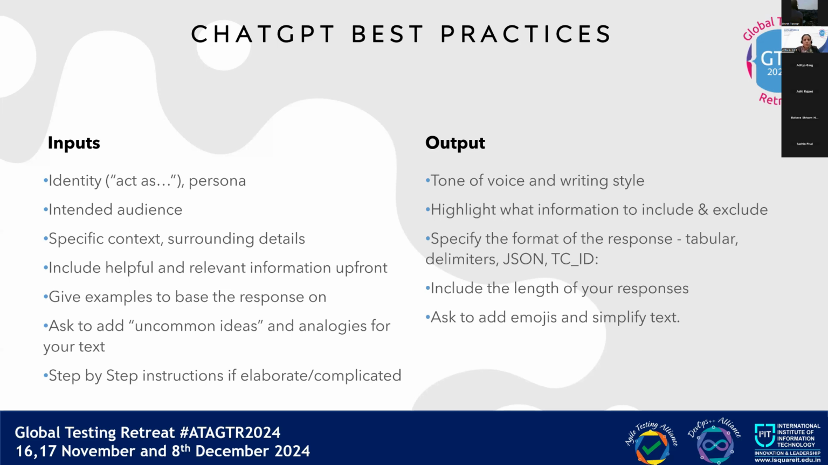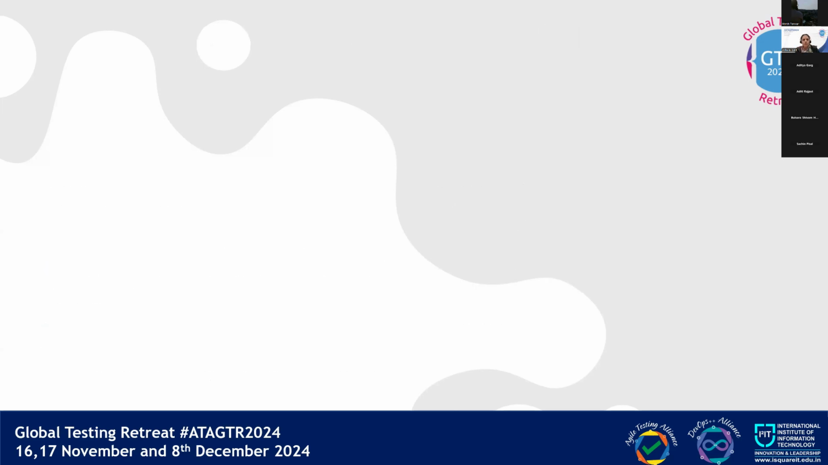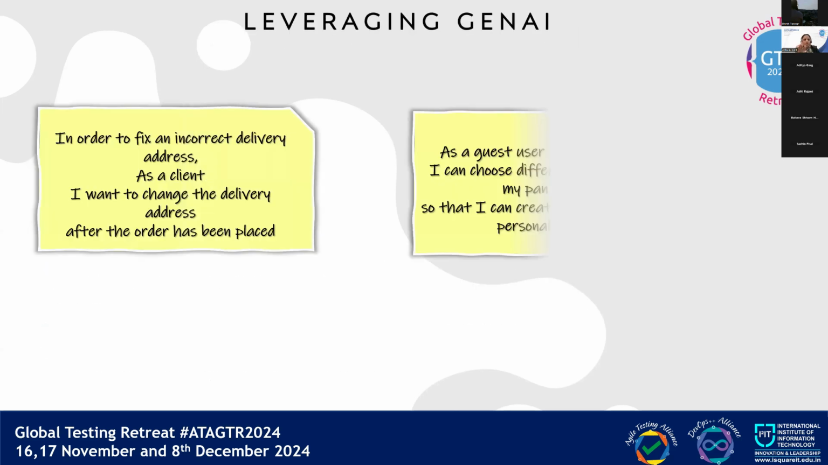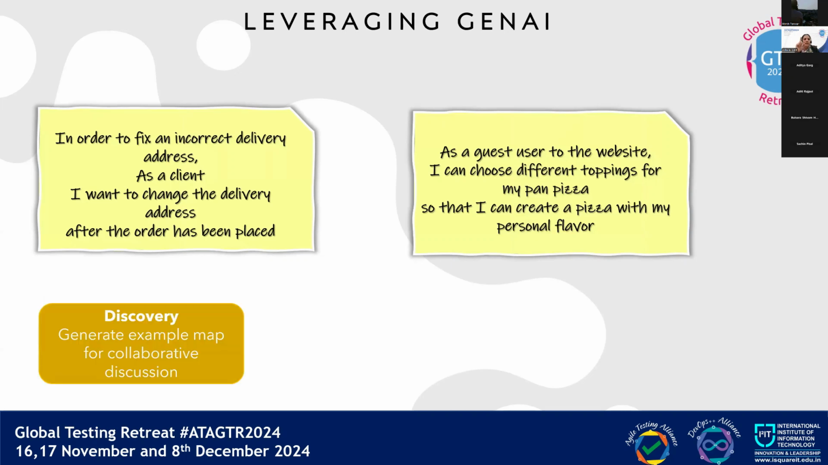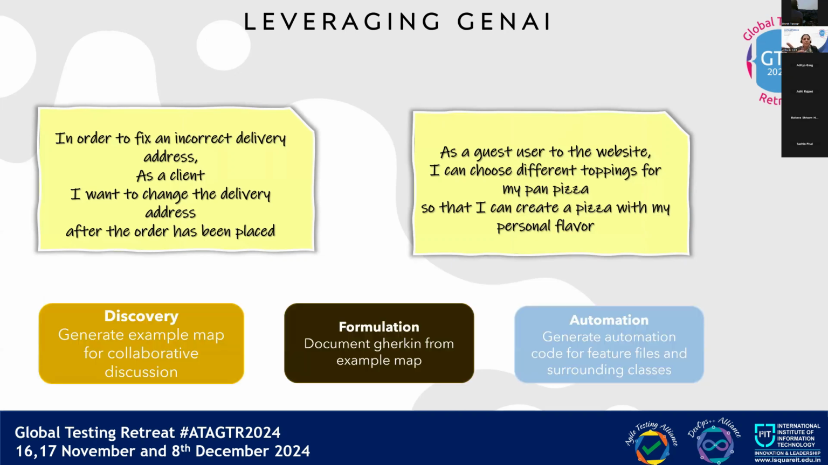So what we will do is we'll consider these two user stories. In order to fix an incorrect delivery address, as a client, I want to change the delivery address after the order is placed, right? So we'll pick up the user stories and we'll practice BDD. Now we know the basics. If you know the basics, you can validate what the GenAI will throw back at you.